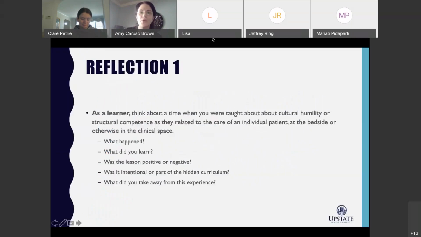So I'd like at this point to ask you all to think a little bit about a time when you were taught about this at the bedside, when you thought about these things as a learner, if you ever have. And if you'd like, in the chat, share a little bit about that experience, what happened, what you learned, whether it was a positive or a negative lesson, whether you think it was intentional or part of the hidden curriculum, or what you took away from the experience, or all of that. Or if you've never had any teaching like this at the bedside, please share that as well. I'd be curious to know who has and who hasn't.